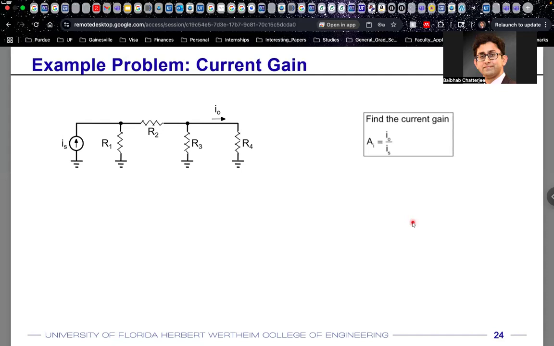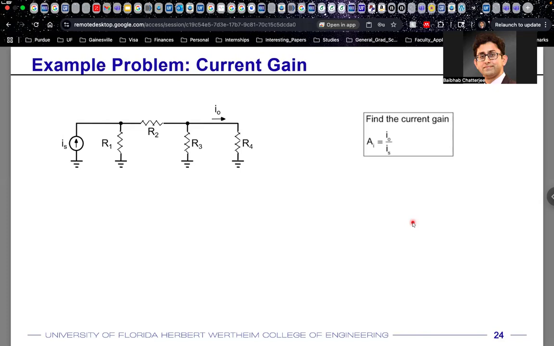If your output is a voltage and your input is voltage, so V out over V in, that will be called a voltage amplifier. If you have output current divided by input current, that is going to be called a current amplifier. This ratio I out over I in is going to be called a current amplification gain.